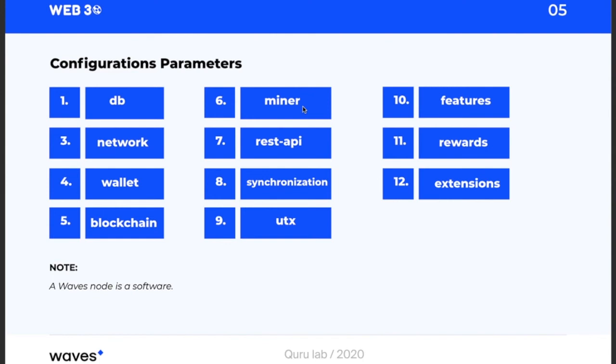Okay. Then the next feature we have there is the synchronization parameter. This is what controls the average block time on the Waves blockchain.